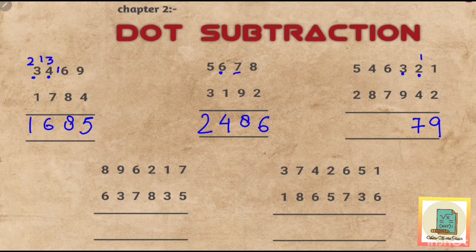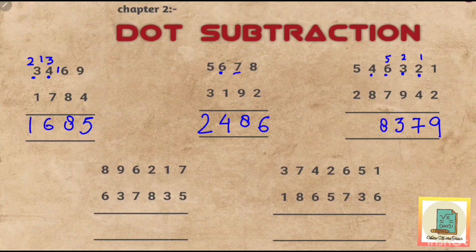Now there's a dot under 3, so we'll assume as 2. So since 2 is smaller than 9, we'll put a dot under 6 and we'll assume 2 as 12. So 12 minus 9 gives you 3. Now 6 with the dot below will be assumed as 5. So 5 is smaller than 7, so we'll put a dot under 4 and it will be assumed as 15. So 15 minus 7 gives you 8.